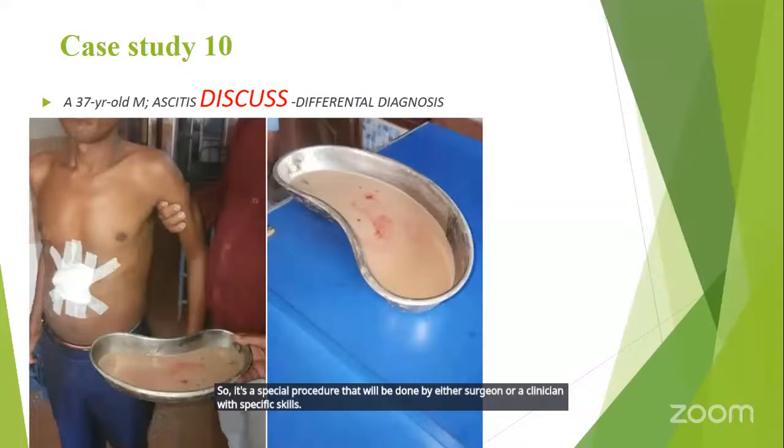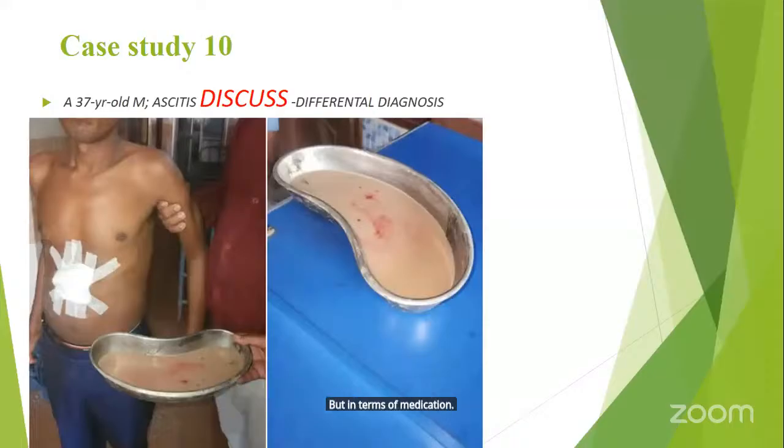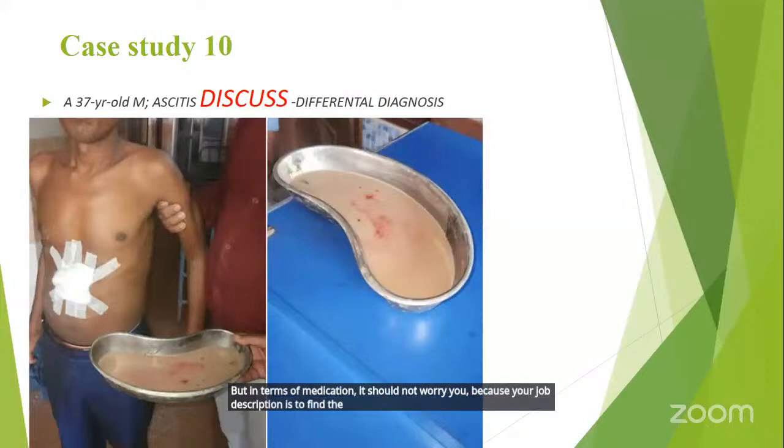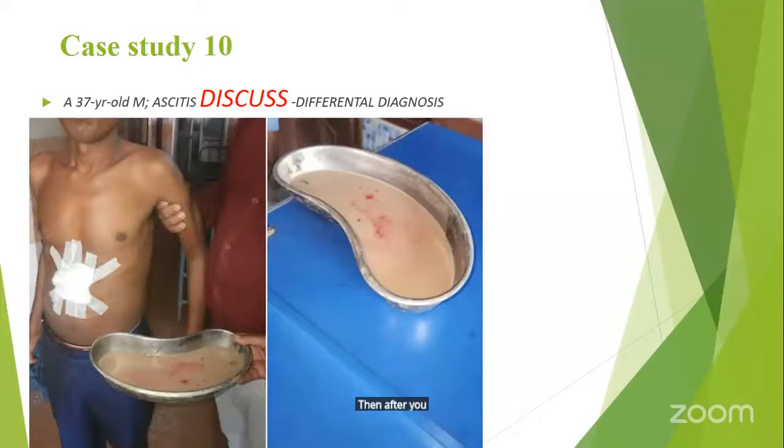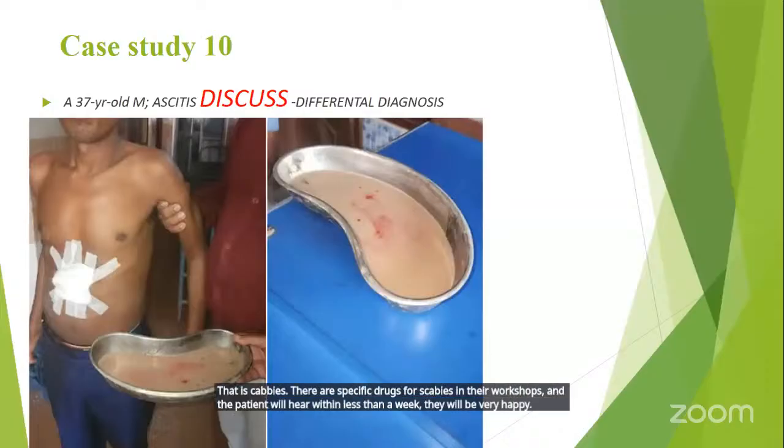But in terms of medication, it should not worry you because your job description is to find the problem. Then after you advise the clinician that I've seen the mite, that is scabies. There are specific drugs for scabies in the workshops, and the patient will heal within less than a week. They will be very happy.